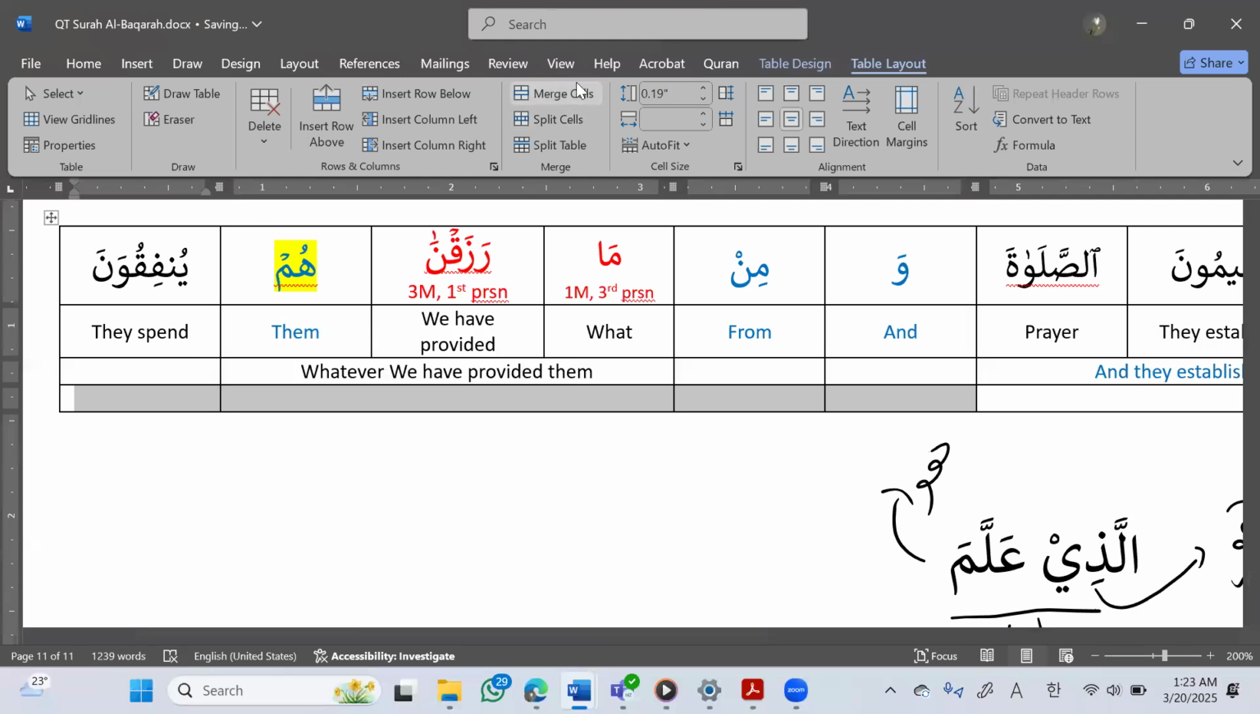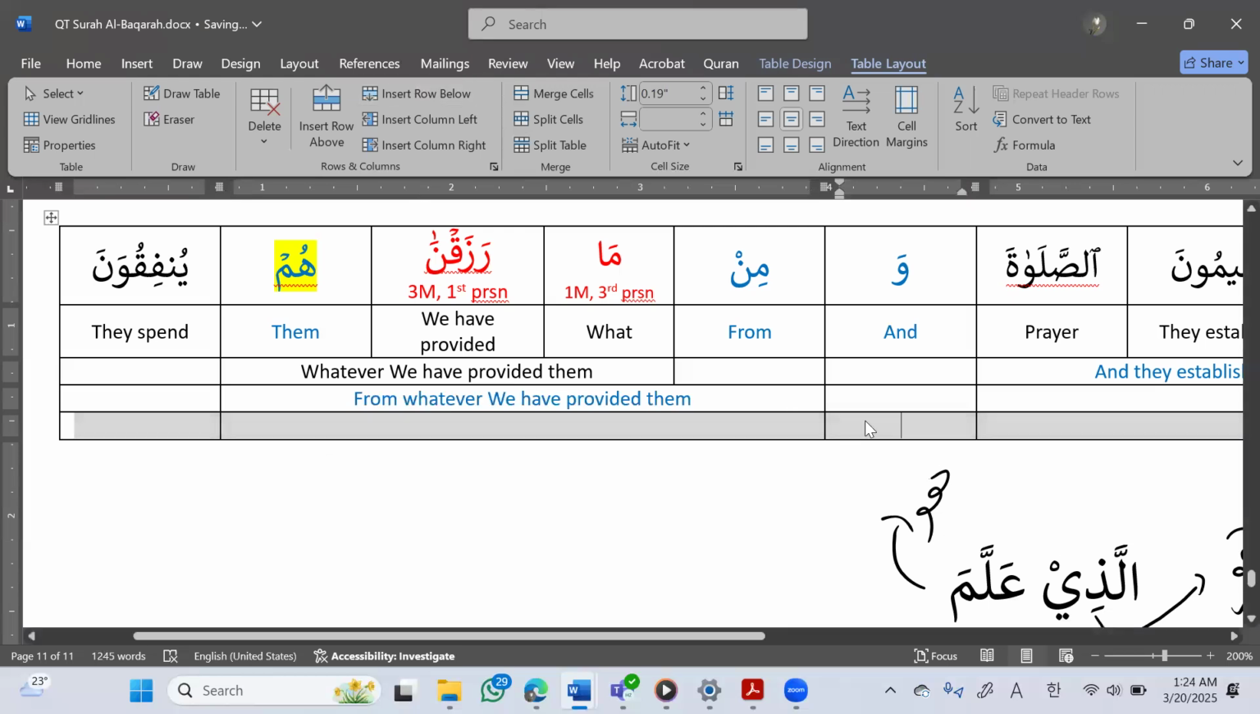So this is a whole jumlah fi'liyah. Wa mimma razaqnahum yunfiqun. This is jar wa majrur, right? So, from whatever we have provided them. And then, because the main part of the jumlah fi'liyah is the fi'il, we have this fi'il, yunfiqun, they spend. And then this is muta'alliq bil fi'il.